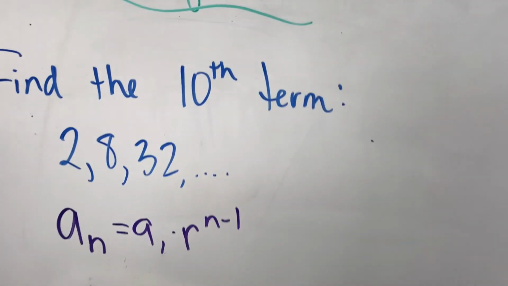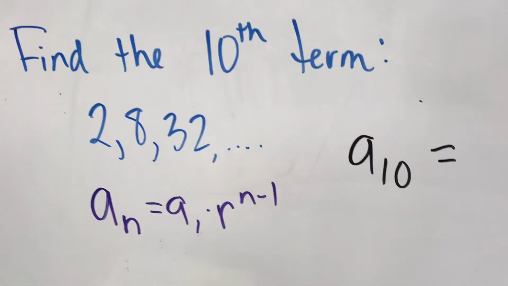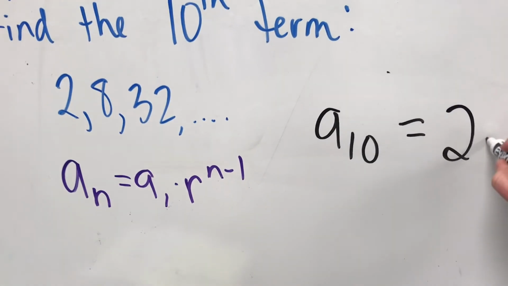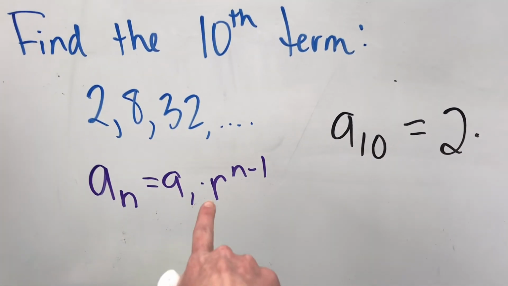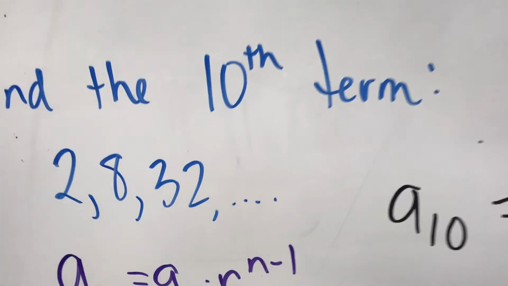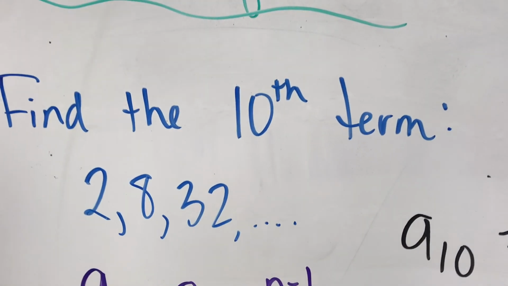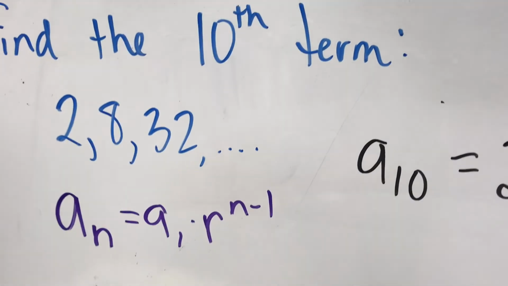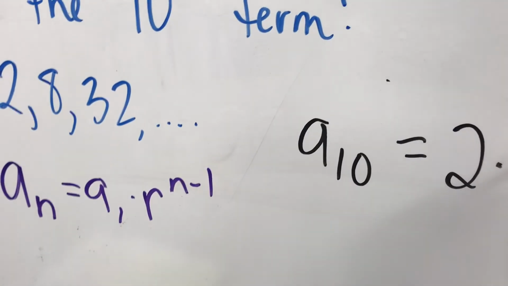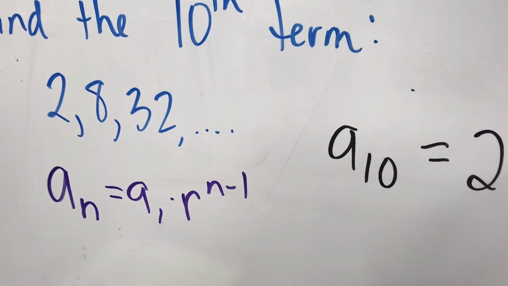So if we're finding the 10th term, then that's going to be the first term, which is 2, times the common ratio. And the common ratio is whatever we're multiplying by each time. That's how you get a geometric sequence. And so in this case, our r would be 4 to the n minus 1, so to the 10 minus 1 power, so to the 9th power.